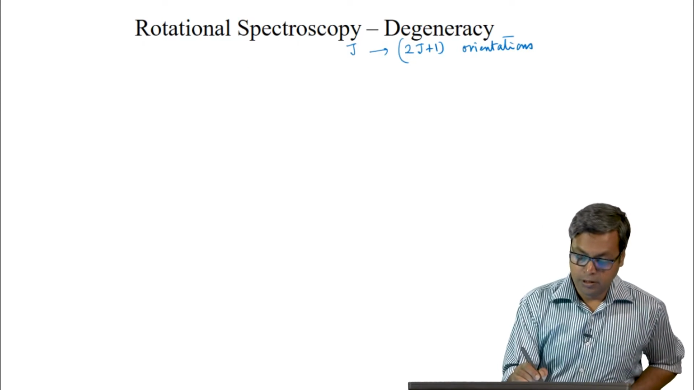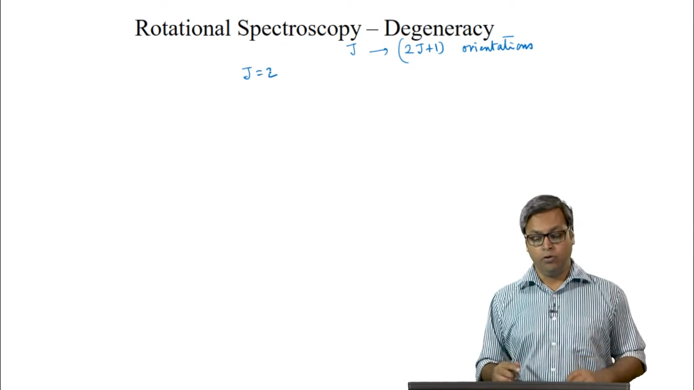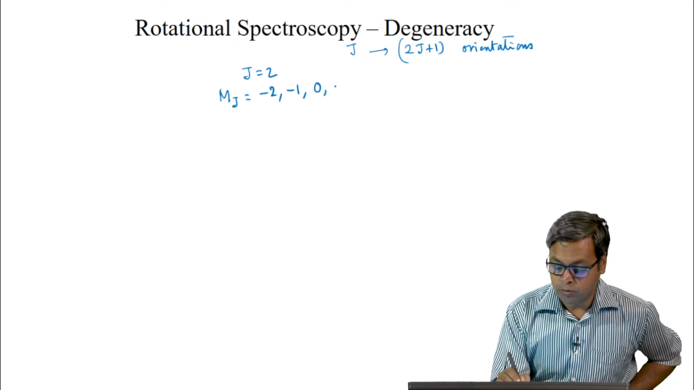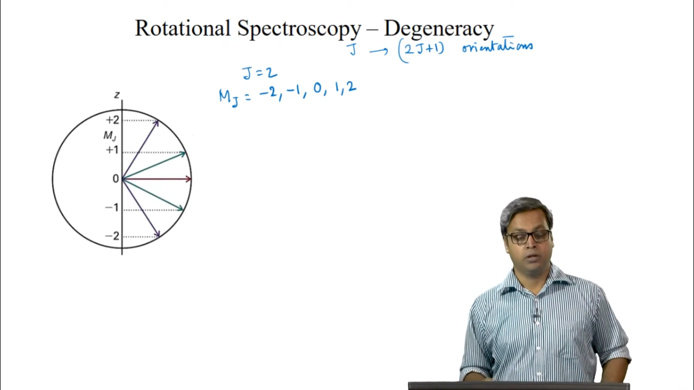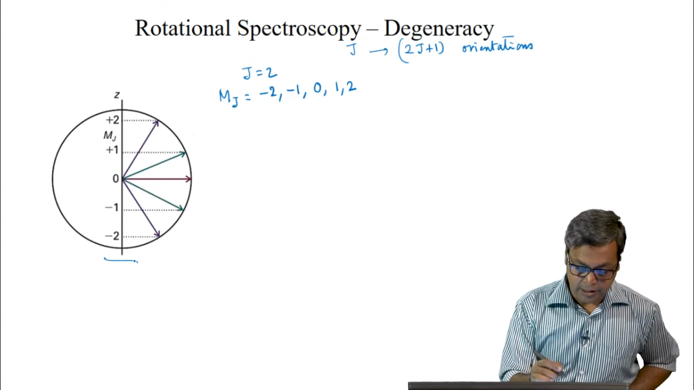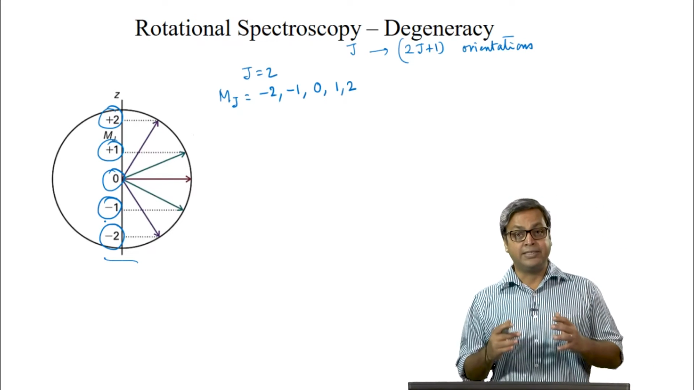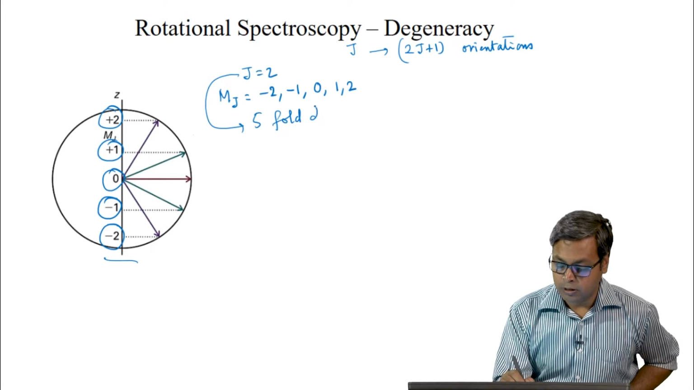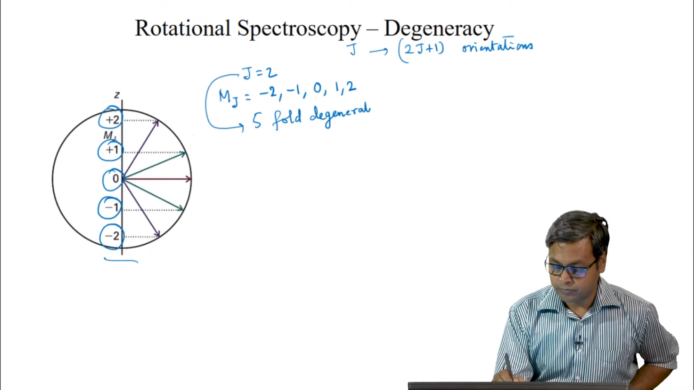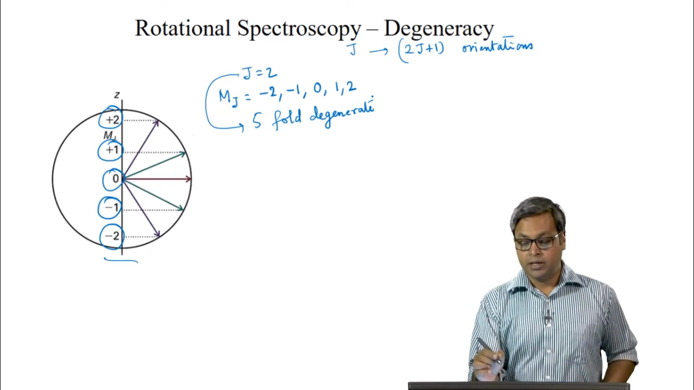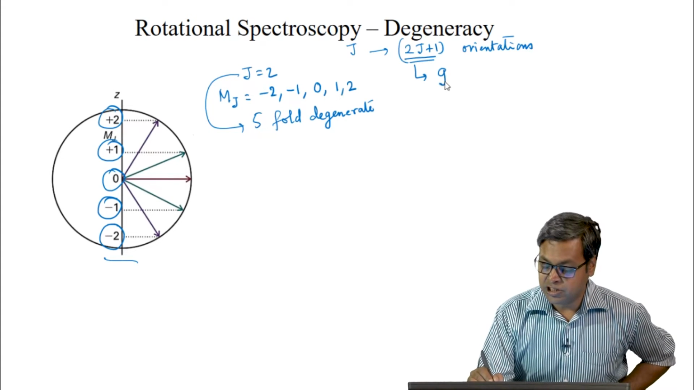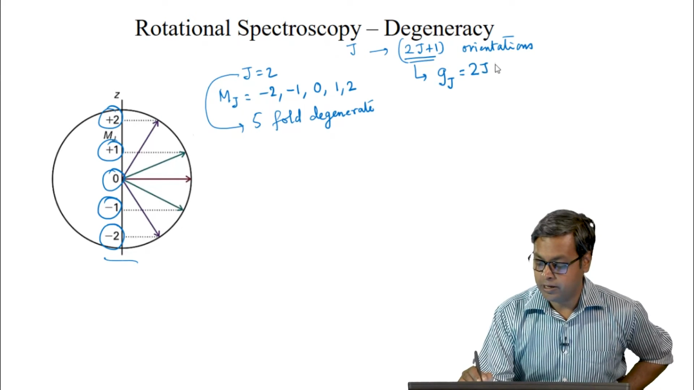So, for example, when j equals 2, we know mj equals minus 2, minus 1, 0, 1 and 2. We can see in this figure that mj can take values of plus 2, plus 1, 0, minus 1 and minus 2. So, we can say that j equals 2 is 5-fold degenerate. So, the jth level is 2j plus 1 fold degenerate, or we can write the degeneracy Gj equals 2j plus 1.